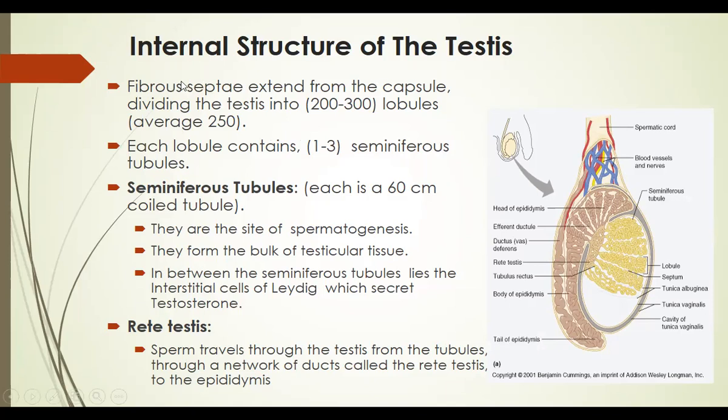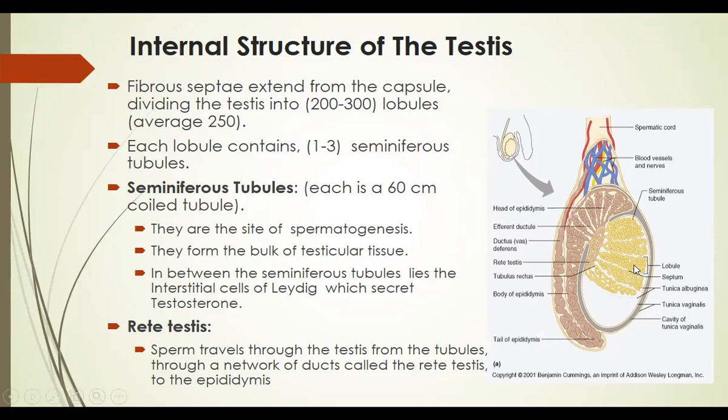The fibrous septa extend from the capsule, dividing the testis into 200 to 300 lobules. As I said, the tunica albuginea, which is the whitish layer, gives septa inside. So these septa will divide the whole of the testis into 200 to 300 lobules. Between two septa, there is one lobule. Here is the second lobule, third lobule, like this.